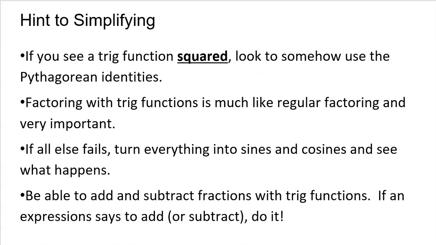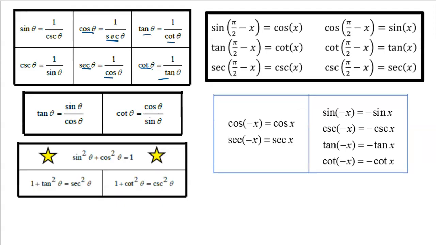All right, so here are some hints. If you see a trig function squared, look to somehow utilize the Pythagorean identities. If you look at the Pythagorean identities down here with the yellow star, all of them involve squares. None of the other identities involve squares. So if you see squares, I would definitely say, hey, how can I somehow, some way incorporate those Pythagorean identities?